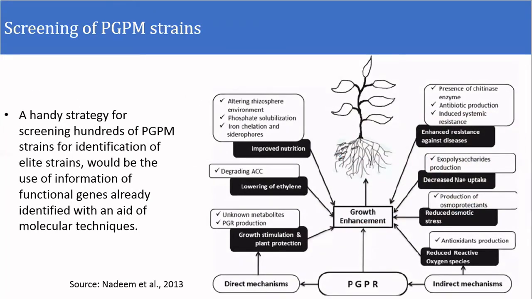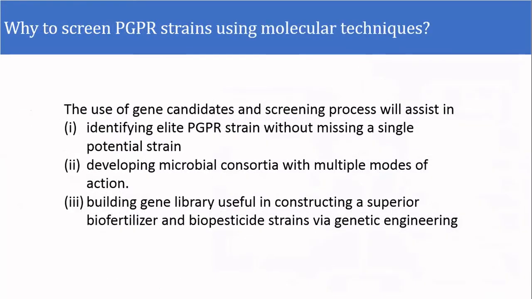So in this case, the handy strategy would be screening hundreds of microorganisms based on the functional genes already identified, with the aid of molecular techniques. And here, as I told you, if you have like 100 strains, then you could screen all those strains, and you can look for all those genes, and you can pick up those strains without missing any elite strain. That is one advantage here.